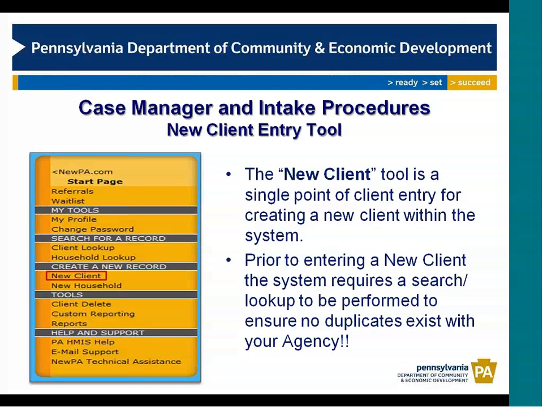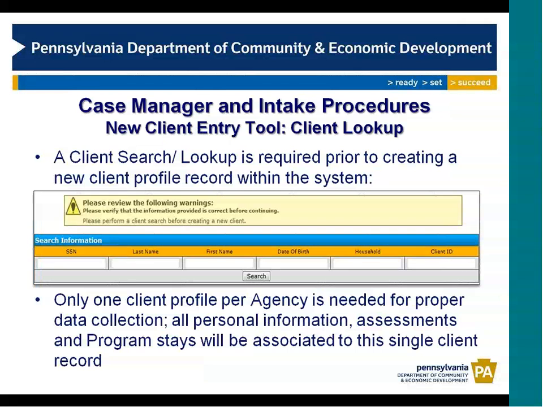However, prior to entering a new client, the system still requires a search lookup to be performed to ensure no duplicates exist within your agency. Once you click on that selection, it basically brings up a search grid that breaks up the different identifying fields: social security number, last name, first name, that sort of thing. We do recommend putting in as much information as you have about the client as possible. Greatly reduces the system bringing up multiple choices.